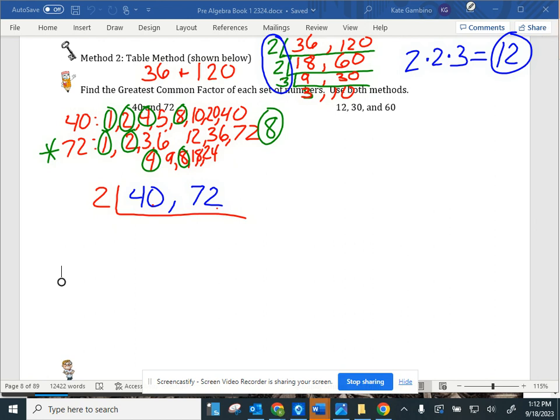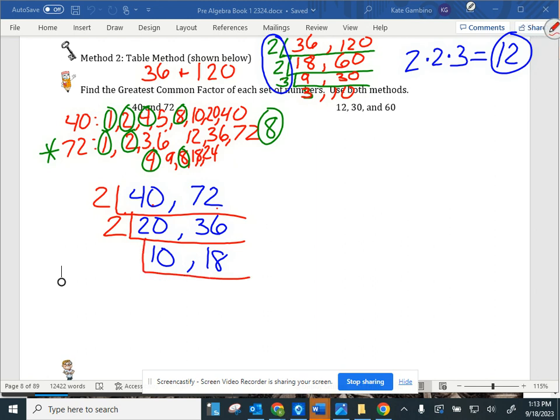What am I left with if I take the 2 out? What are the factor buddies? Jude? 20 and 36. And if you're not sure, you can use a calculator to check. So now I have 20 and 36. What's the smallest prime that I can take out of 20 and 36, Christian? 2. I can take out a 2. So if I take out a 2, what am I left with? Fiona? 18 and 10.